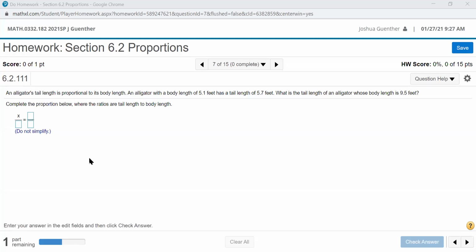An alligator's tail length is proportional to its body length. So what that means is the longer the alligator's body, the longer the alligator's tail is going to be. Makes sense?